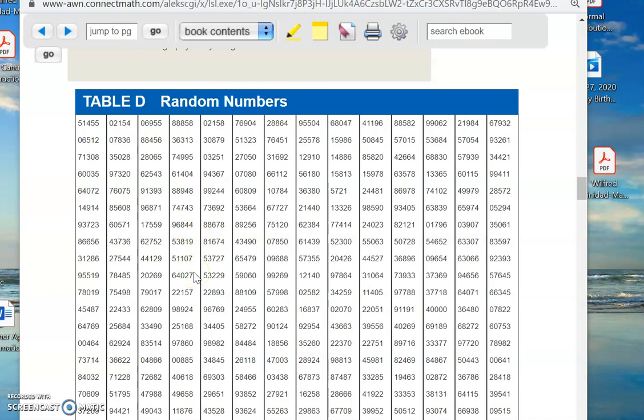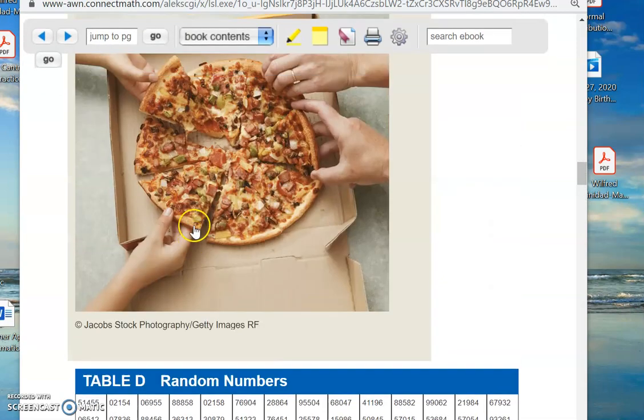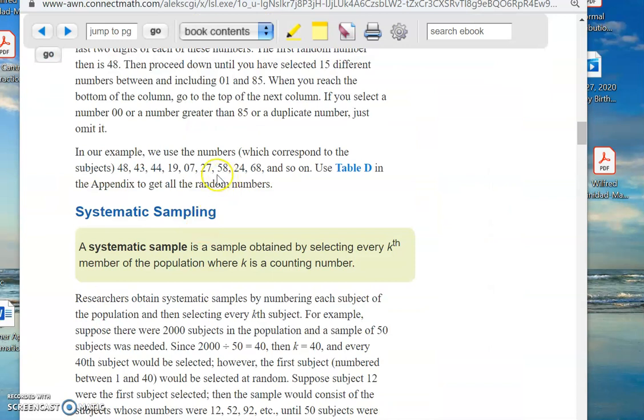Then 7, then 27, and then what's the next one? The next one is 57. Then it's 24 and 68. But he doesn't have 57. In the book, he has 58. So it's a typographical error.